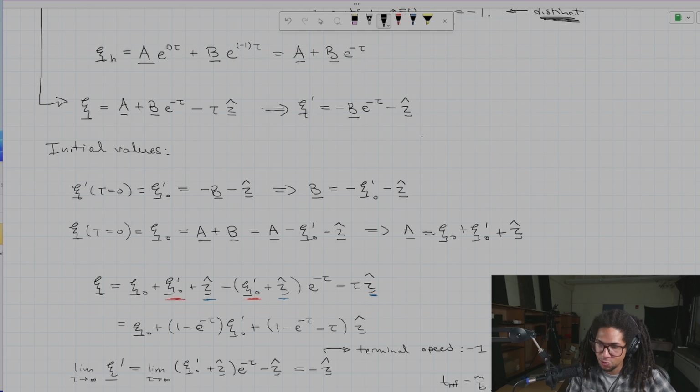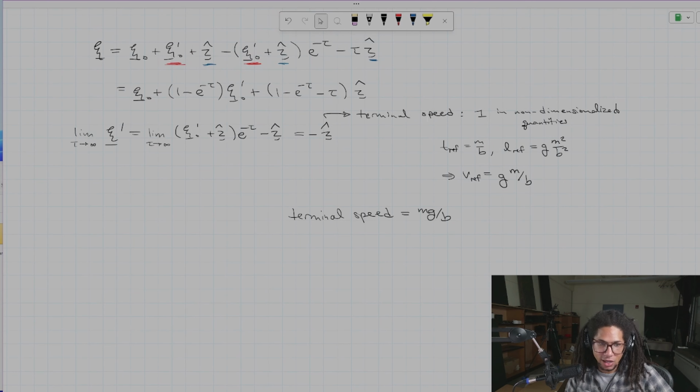Okay, so that means that my terminal speed is just minus that. But I guess if I want a speed, I should probably take the absolute value, right? So I'll just say it's 1 in non-dimensionalized quantities. So look, I have terminal speed is exactly equal to mg over b. And again, this gets at this idea that reference quantities are often what you would guess the answer to be once you've found them.